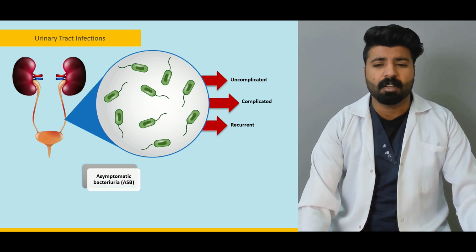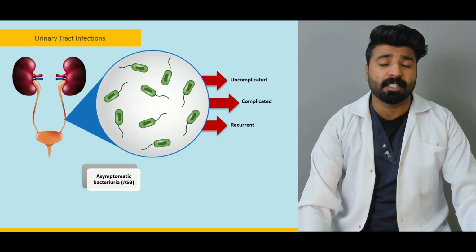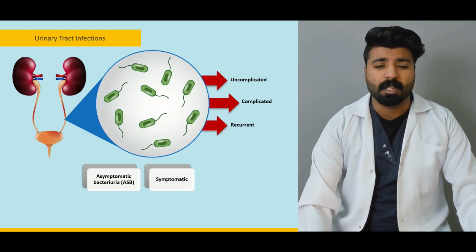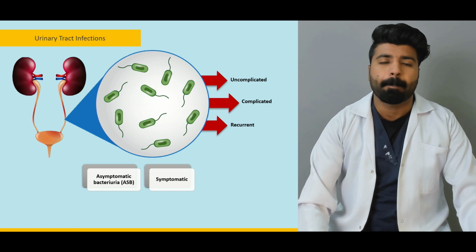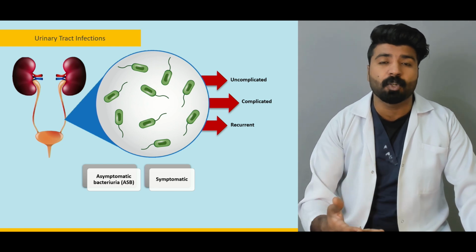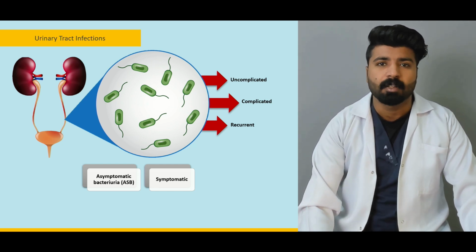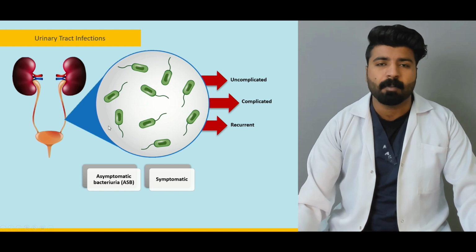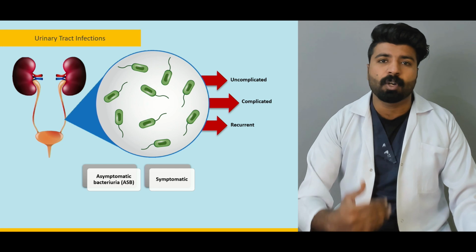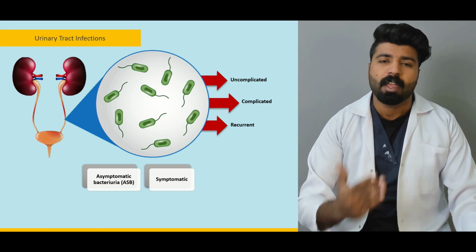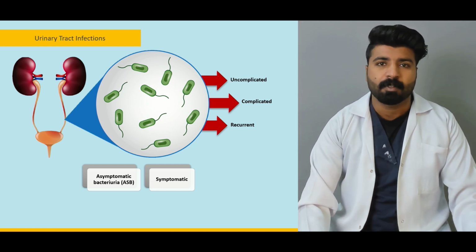The basic reason of UTIs is either asymptomatic bacteriuria, which is called ASB, or it can be symptomatic. Among these, we only get to know about the symptomatic UTIs. The patient will present to you with a symptomatic UTI, because if it's asymptomatic, the patient won't even know that this infection exists. So the patient won't even come to you, and immunity will take care of itself.